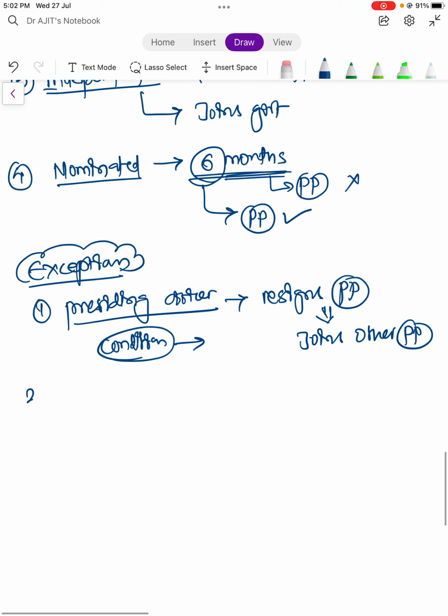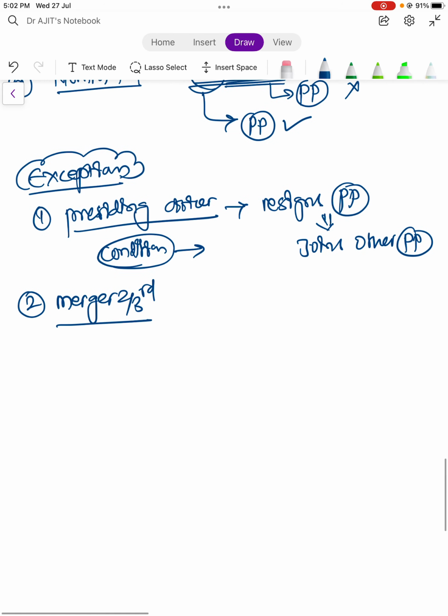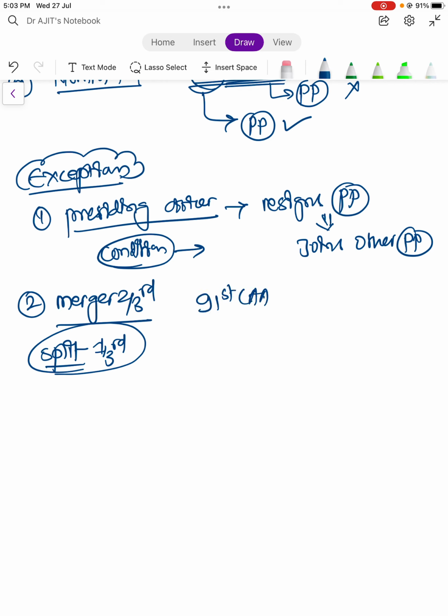Got it? Then the second exception is merger, that is 2/3 members. Before this, we will just go through the earlier provision of split, that is 1/3. So before the 91st Constitutional Amendment Act 2003, there was a provision of split. It means if 1/3 of the members came out of that political party, collectively they would not be charged under anti-defection and they would not be disqualified.